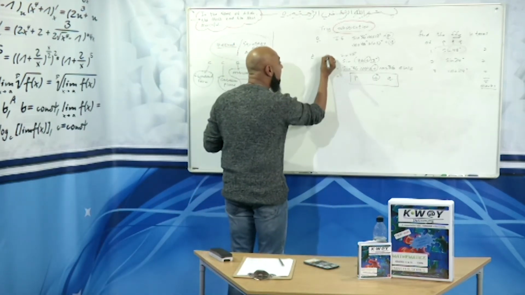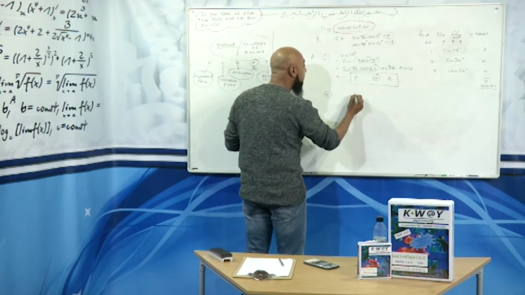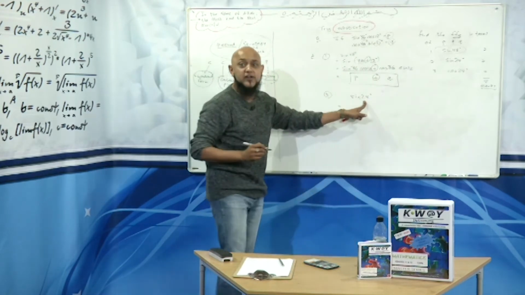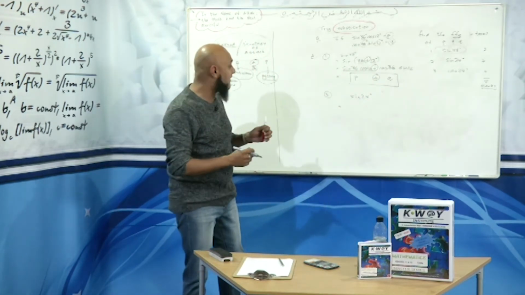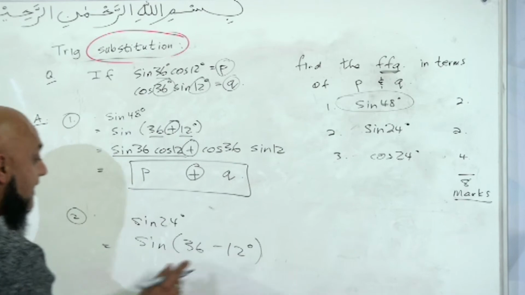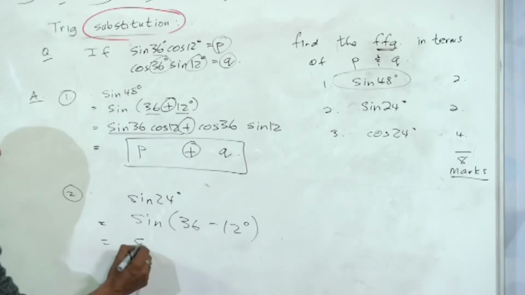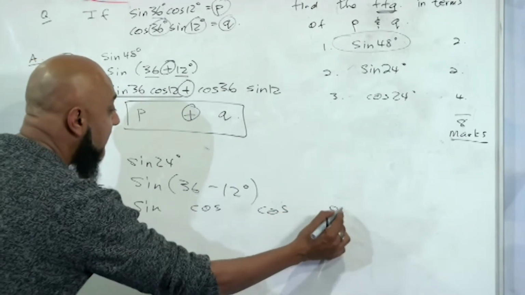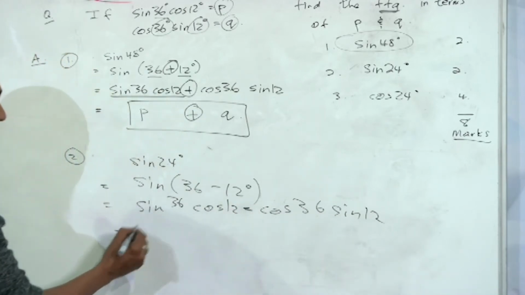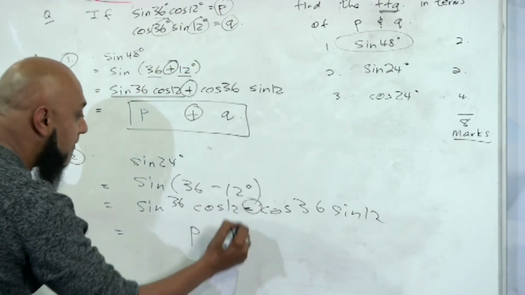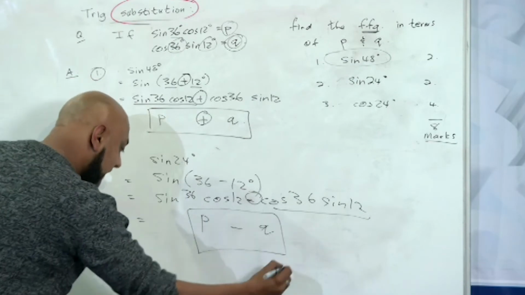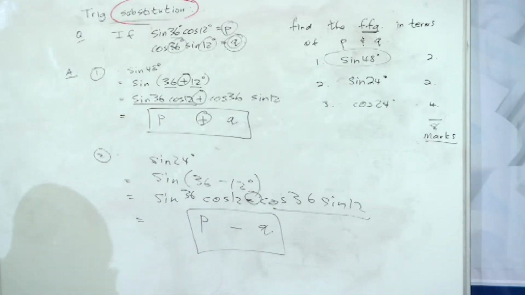Right? Let's do number 2. Sine 24. Is there a relationship between 24 and 36 and 12, your two reference angles? That must be sine of 36 minus 12, because 36 minus 12 is 24. Also my compound angle, sine cos, cos sine, and the sign stays the same. 36 12, 36 12, and we put a minus. Sine 36 cos 12, P, minus cos 36 sine 12, Q. And that is your final answer.